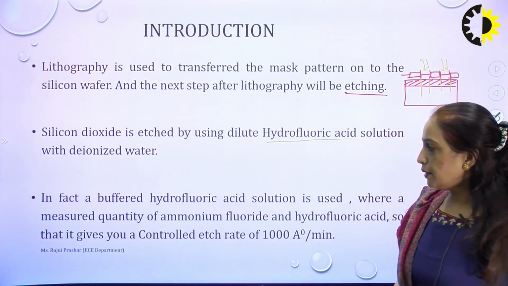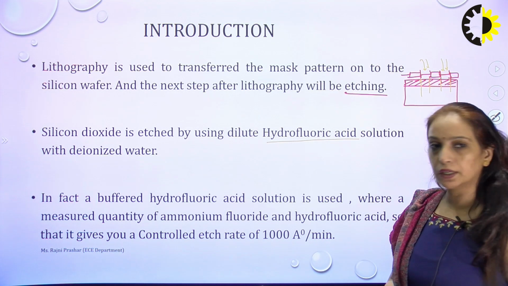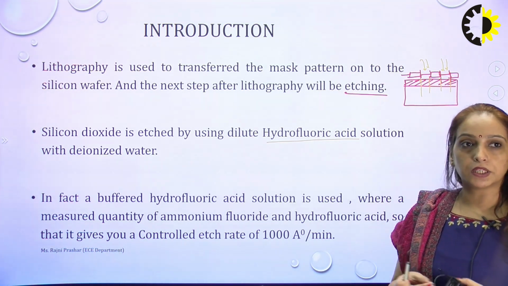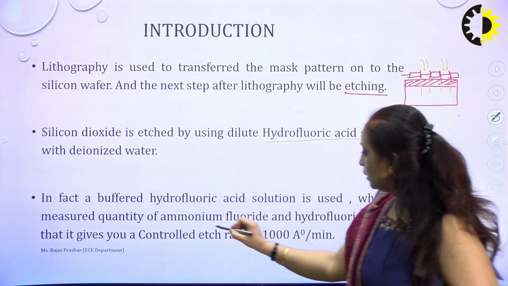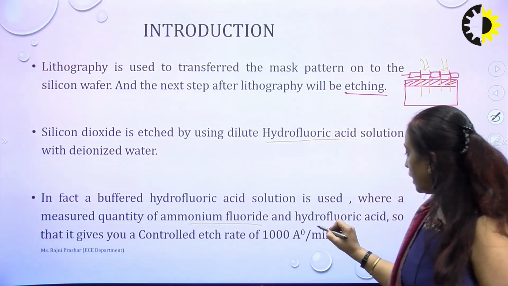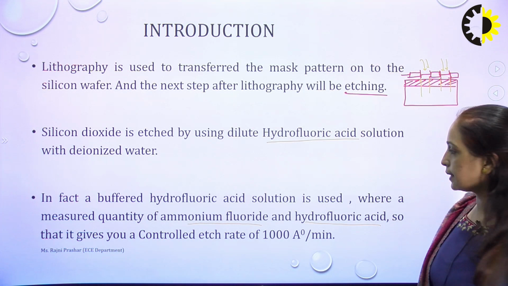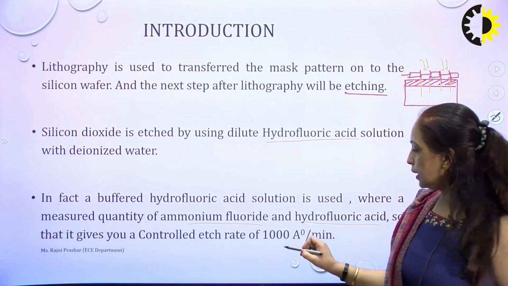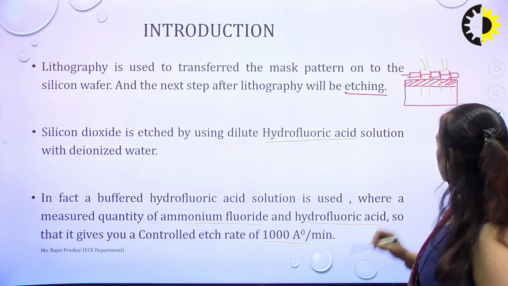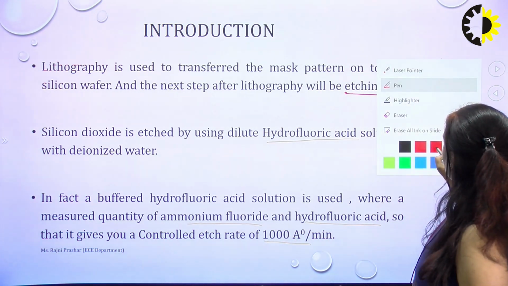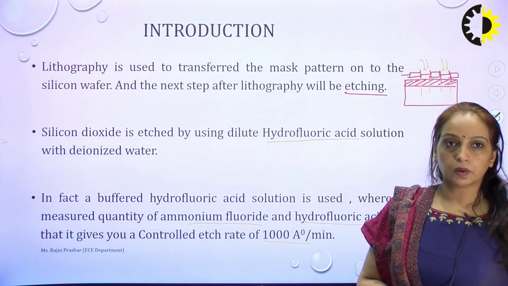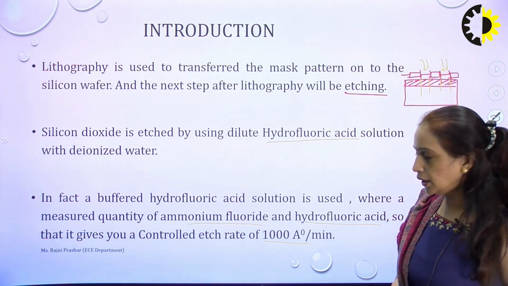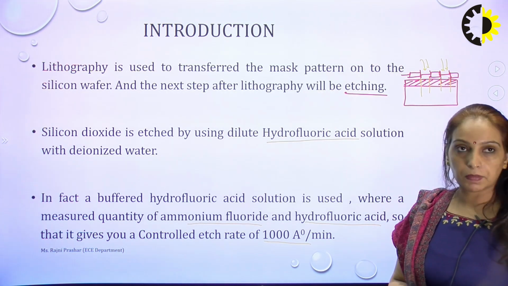So, sometimes a buffered hydrofluoric acid solution can also be used, where a very measured quantity of ammonium fluoride and hydrofluoric acid is used, which will give you a very controlled etch rate, that is 1000 Angstrom per minute, okay. So, if you use a very controlled process of etching, we can have an etch rate of 1000 Angstrom per minute.